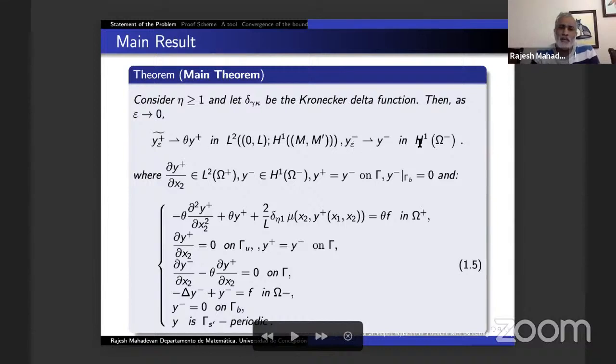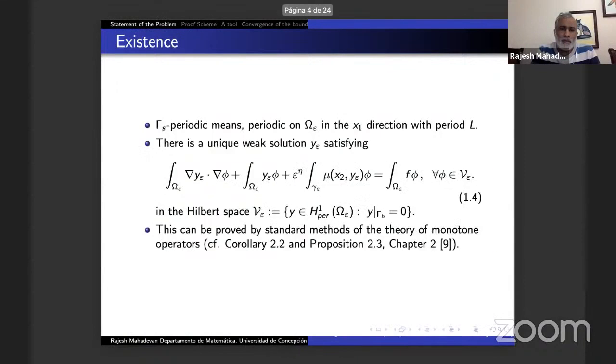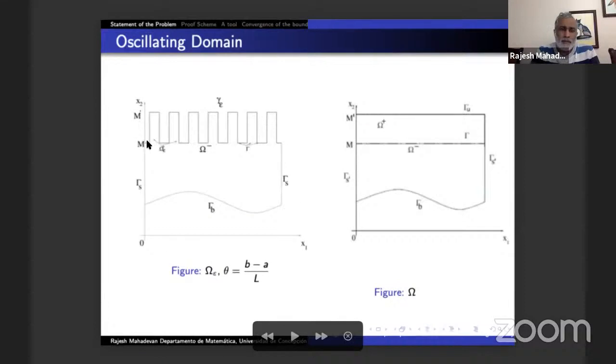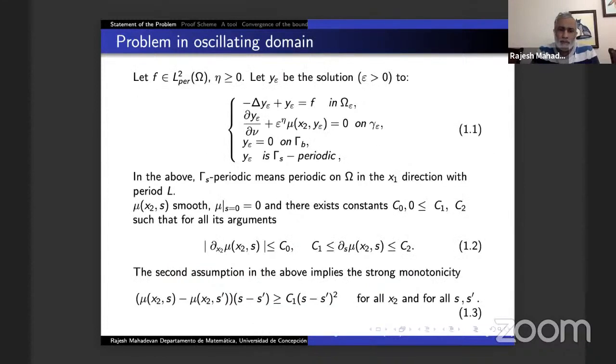and in the lower part y epsilon minus will weakly converge in H1. This convergence in the top is weaker because there is no control over the x1 derivative, so it's only derivable with respect to x2, and the convergence is in a different space, L2 of 0 to L, H1 of M prime, M being the lower level and M prime being the upper level for this oscillating part of the domain.